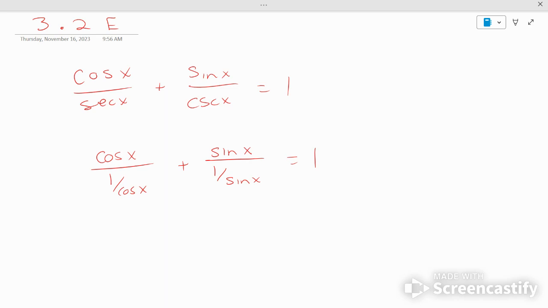What do we do when we have complex fractions? Multiply by the denominator of the denominator. So then your denominators are going to cancel. Oh, sine of x here. So your denominators will cancel out. So you get cosine squared of x plus sine squared of x equals 1. What's cosine squared plus sine squared? 1. So you get 1 equals 1. Easy peasy lemon squeezy, right? All right, let's do another one.